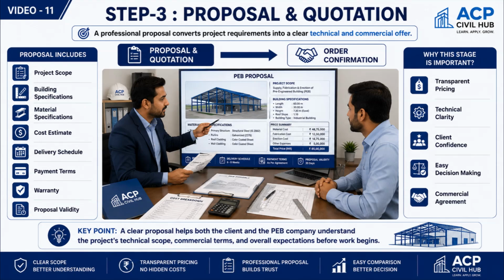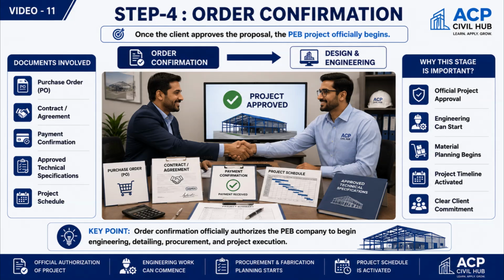The third stage is proposal and quotation. Based on the collected requirements, the PEB company prepares a technical and commercial proposal. The proposal generally includes the project scope, building specifications, material details, estimated cost, delivery schedule, payment terms, warranty conditions, and proposal validity. A clear and professional proposal helps the client understand the complete project and builds confidence before placing the order.